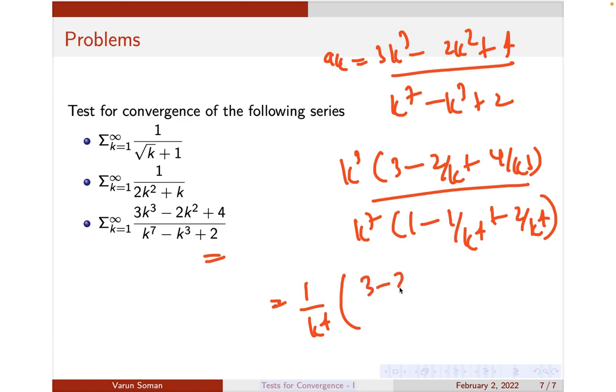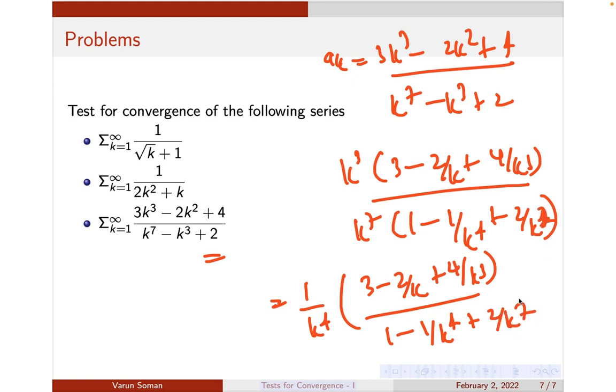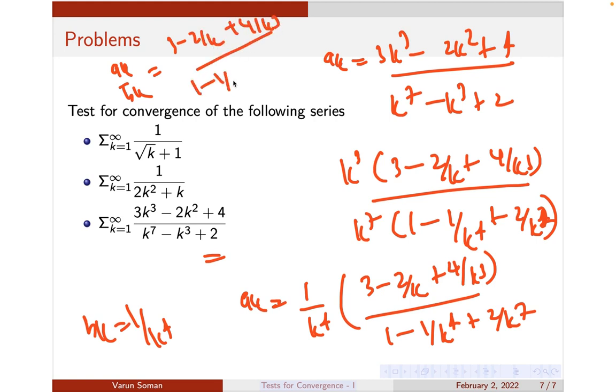First you have 3 minus 2 by k plus 4 by k cube, divided by 1 minus 1 by k raised to 4 plus 2 by k raised to 7. Okay, so this is your ak. What will be your bk? bk will be the effective power, so you take it as 1 by k raised to 4. When you take ak by bk, ak by bk will simply be 3 minus 2 by k plus 4 by k cube, divided by 1 minus 1 by k raised to 4 plus 2 by k raised to 7. Now when k goes to infinity, these terms will become 0, and the only thing you will get is the value 1.